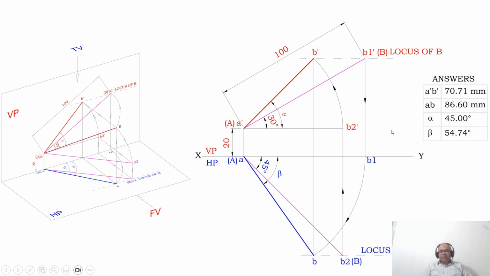So this is how you will be able to solve the drawing. This is how you will be able to analyze the drawing in 3 dimensions as well as in the orthographic view.